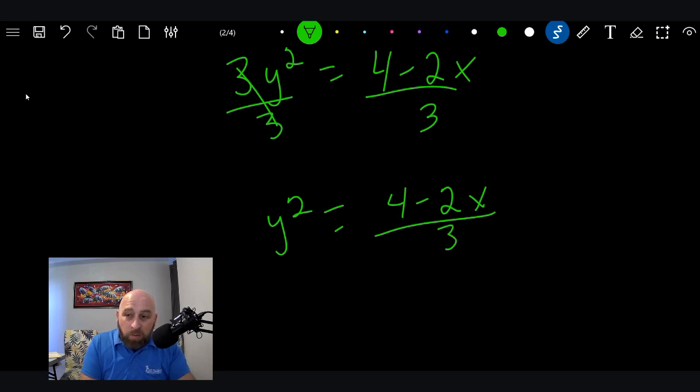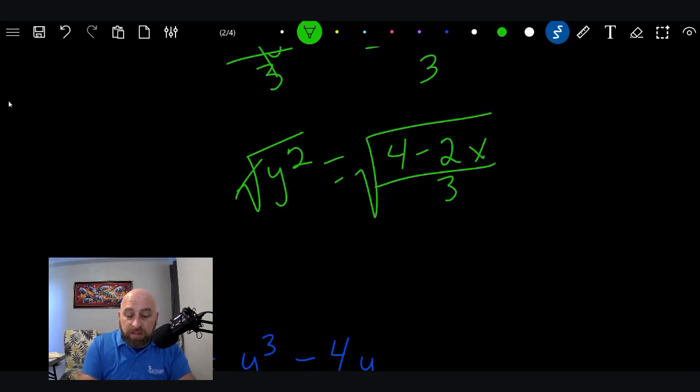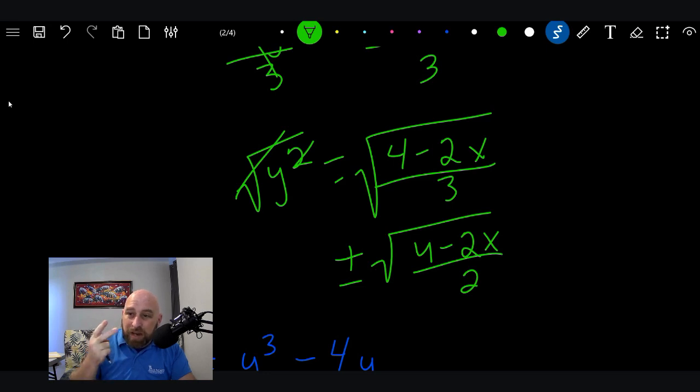Now, how do I get y by itself? I have to square root this. What happens when I square root this side? Well, this cancels, but I get a plus or minus over here. What happens when I get a plus or minus? That's two answers. This is two solutions right here. So immediately when you see that plus or minus, you know, okay, I'm getting two solutions.